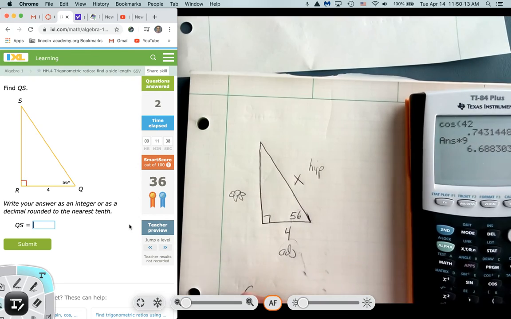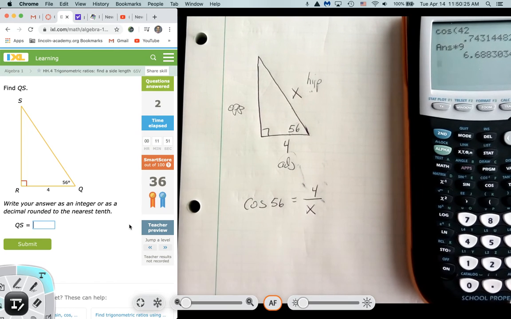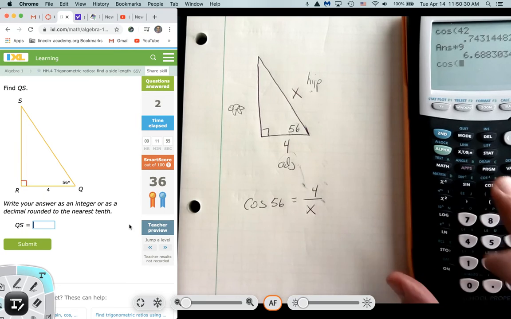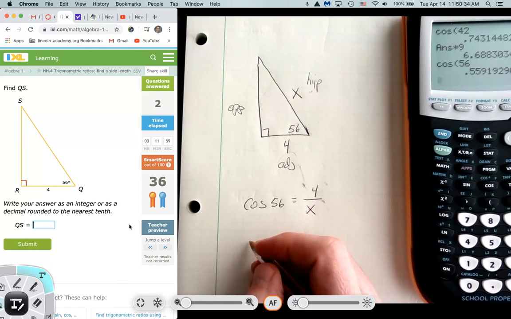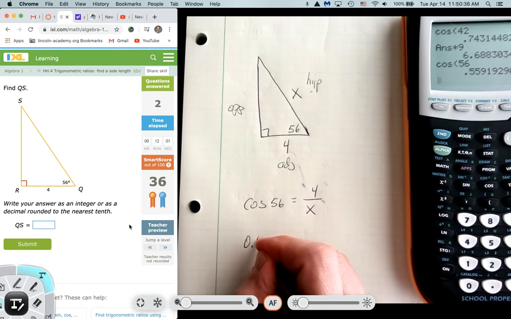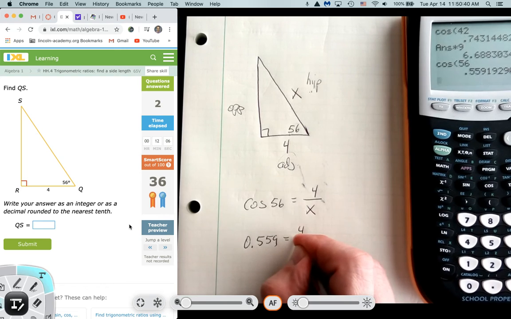So I'm going to do the cosine of 56 degrees is equal to the adjacent, which is 4, over the hypotenuse, which is x. So again, I'm going to now take my calculator to find that cosine of 56 degrees. So I do the cosine of 56, and I get 0.559 equals 4 over x.